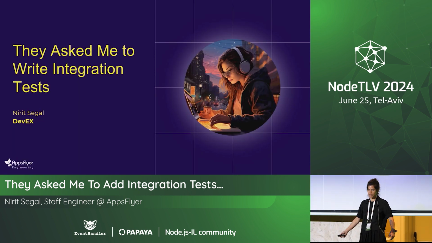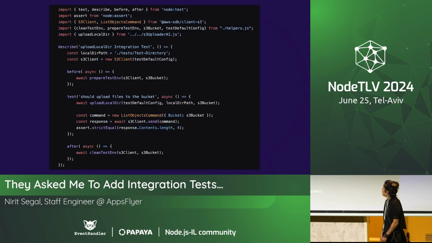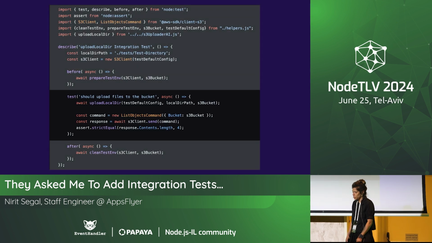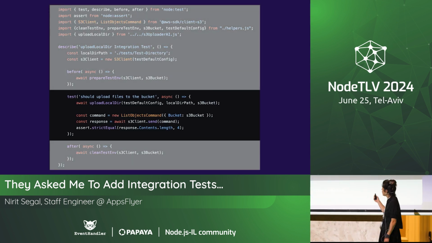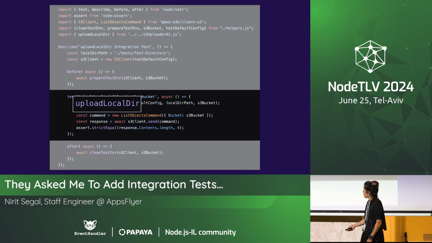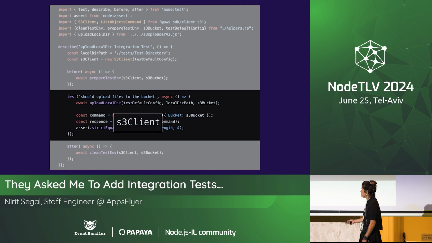So, my name is Nirit. I said that. Today I'm going to talk about integration tests, as written in the title. And this is an integration test that I wrote. Well, actually, this is an integration test. It should upload files to the bucket. And I'm using a local method that I wrote that scans a local directory and uploads all the files into a remote storage bucket. And this is the SDK that I'm using, AWS Client S3, to upload those files. And basically, what I'm testing is the integration layer between those two.